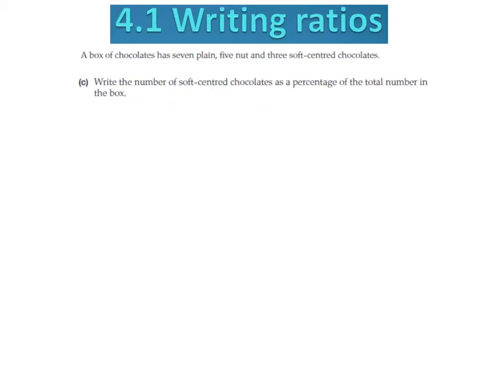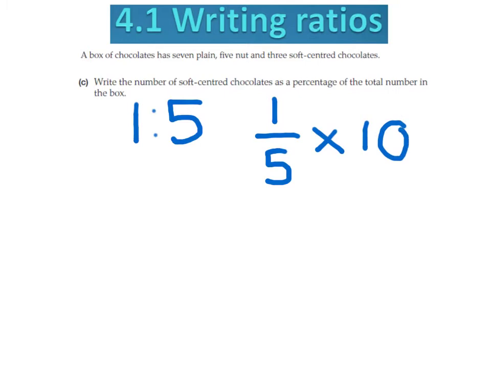This question asks, write the number of soft-centred chocolates as a percentage of the total number in the box. This is a continuation of the previous one. The ratio answer from the last one was 1 to 5. To get a percentage, I need to times by 100. So this turns into a fraction, 1 over 5 times 100. 1 over 5 as a decimal is 0.2.